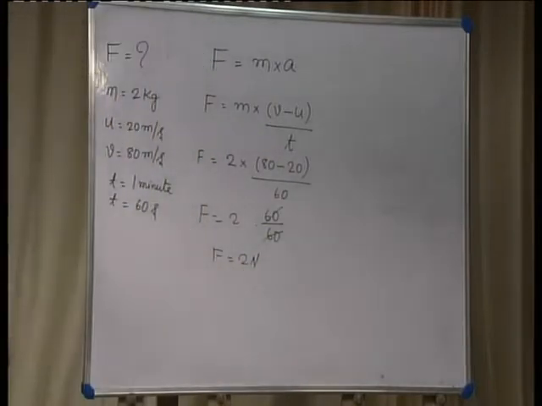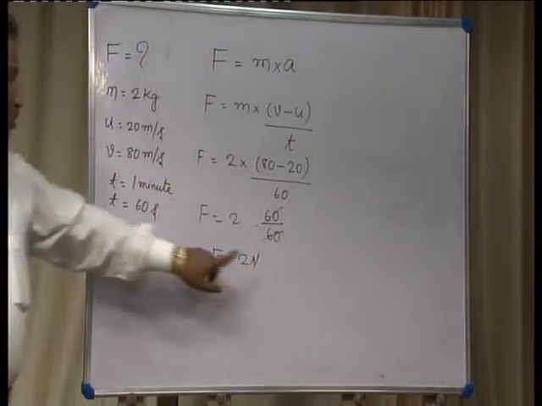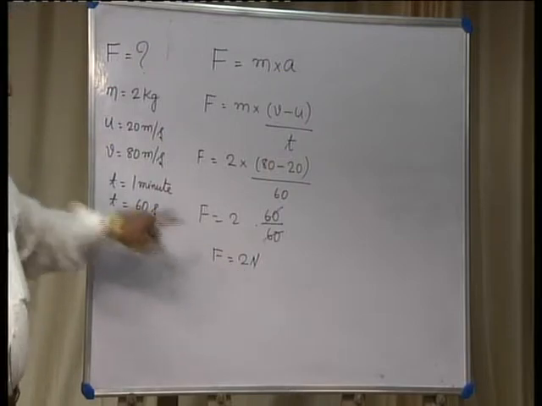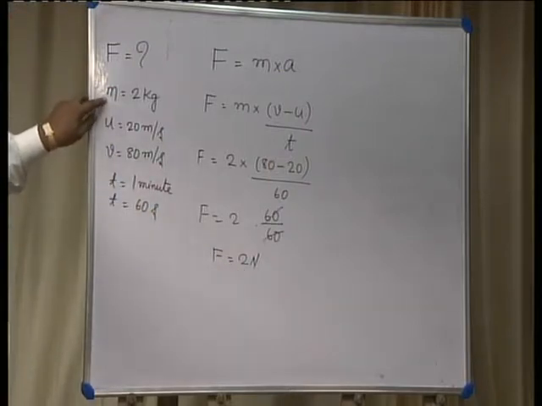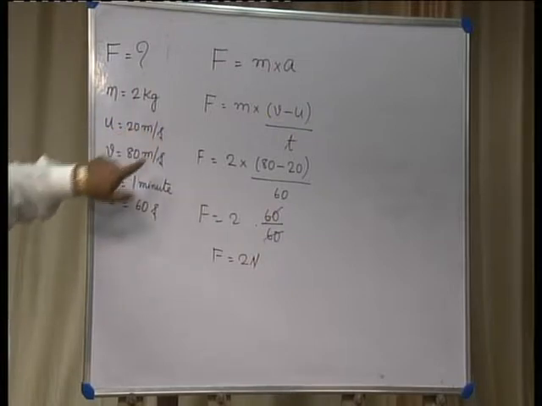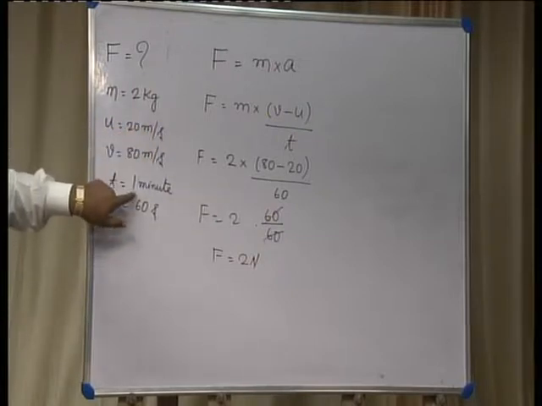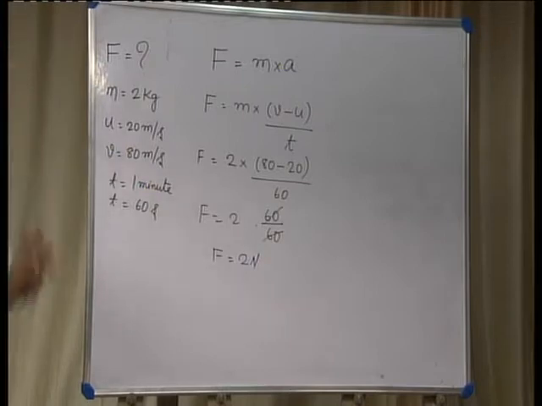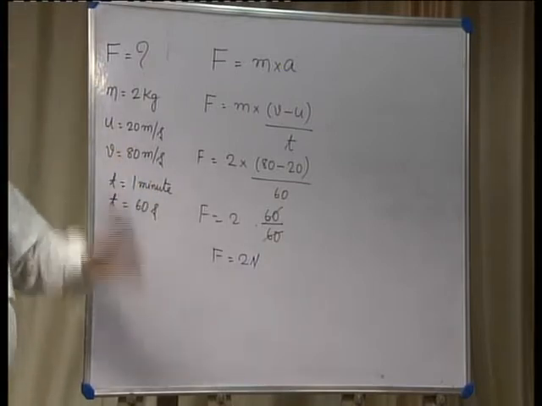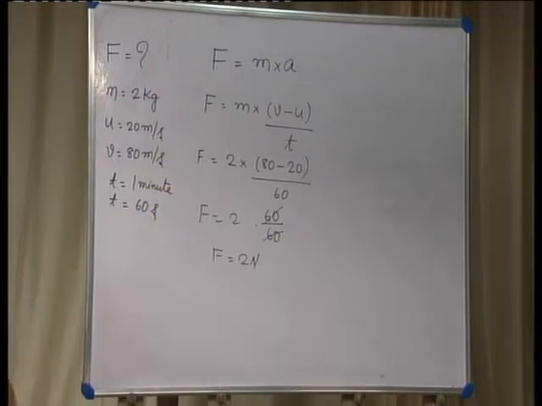So the conclusion is, by applying a force of 2 Newton on a body whose mass is 2 kg, which is moving with a velocity of 20 meter per second, for 1 minute, its velocity changes to 80 meter per second. 2 Newton is the required force acting on the body. Now let us move on to the next problem.